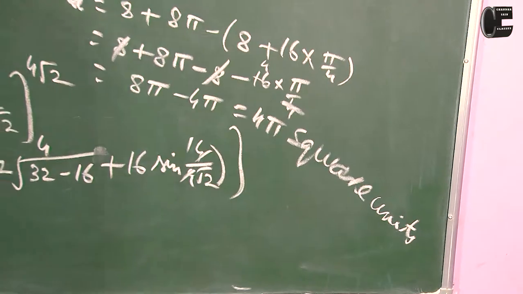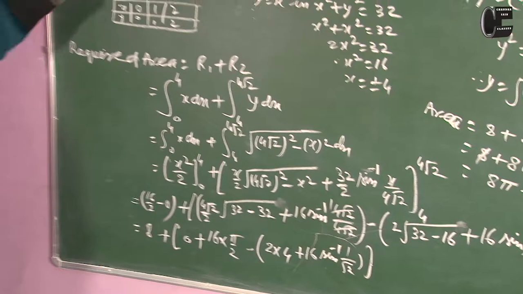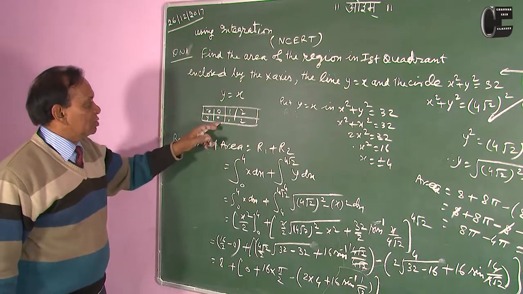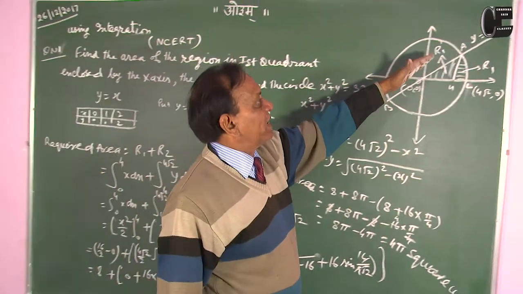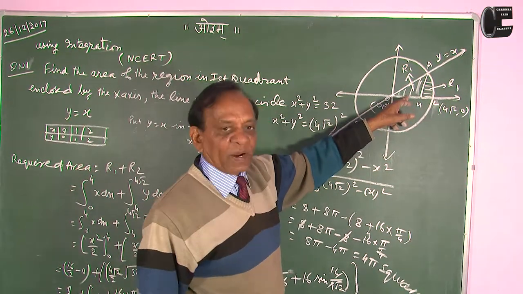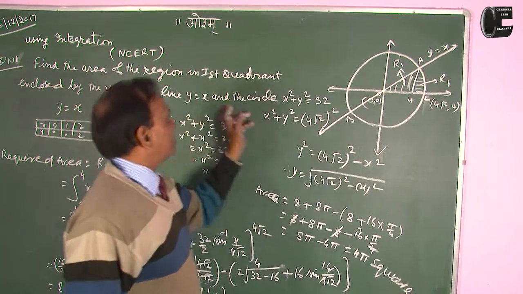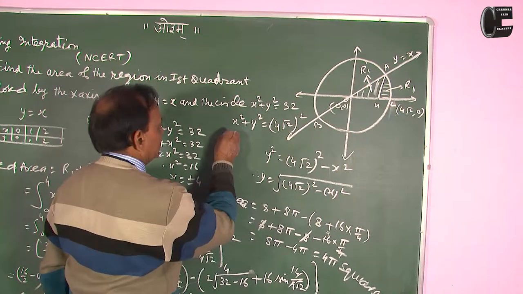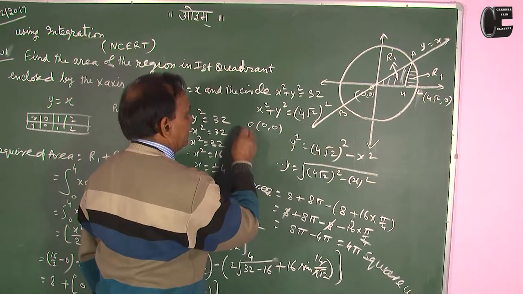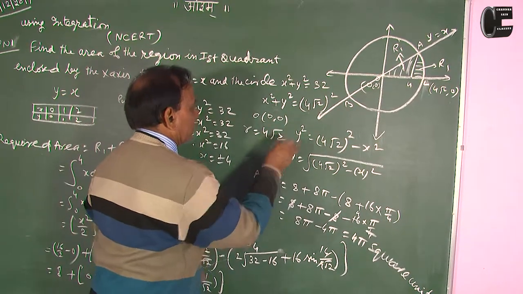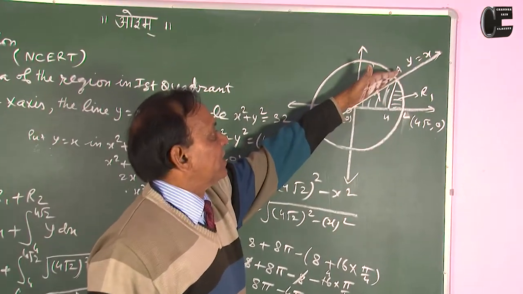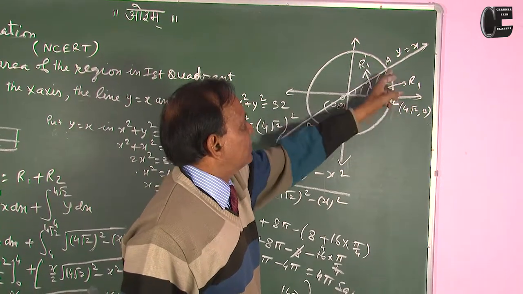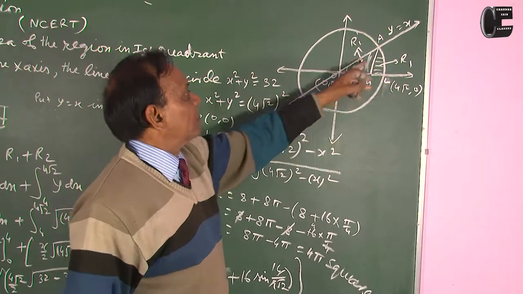This is your answer. Yes, for division, you know that this is the identity function y equal to x: 0, 0; 1, 1; 2, 2. This is a straight line passing through the origin and making an angle of 45 degrees with the x-axis. And this is the circle. Its center will be 0, 0 and the radius is 4 root 2. This is 4 root 2. We have to find the area in the first quadrant between this line, the axis and this curve, the circle. Therefore, there will be two parts.